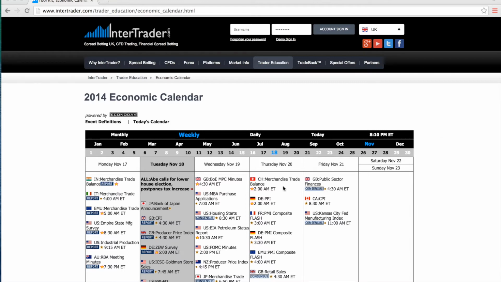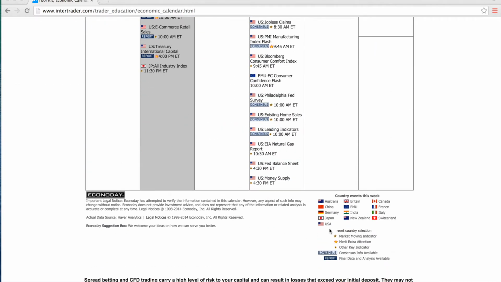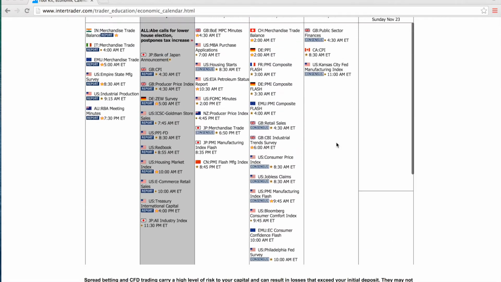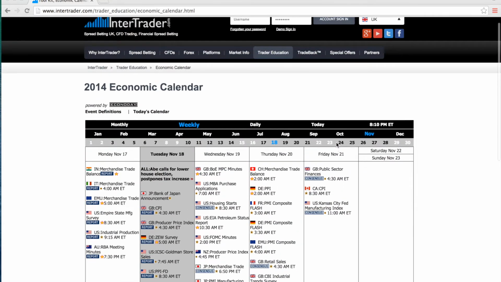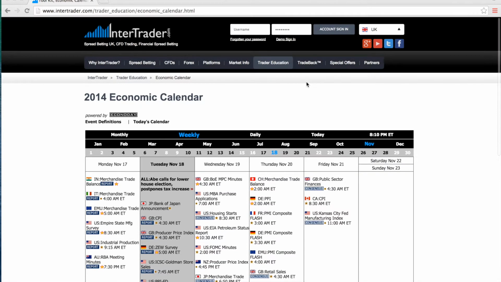Note that each event is coded to denote its expected market impact. This allows you to anticipate a given day's or week's volatility based upon the events scheduled.